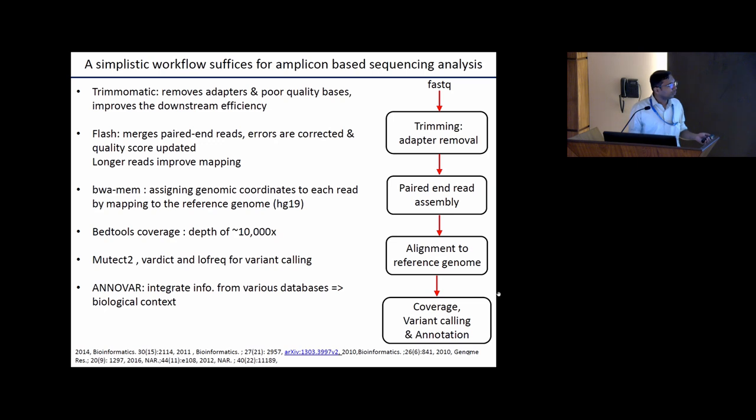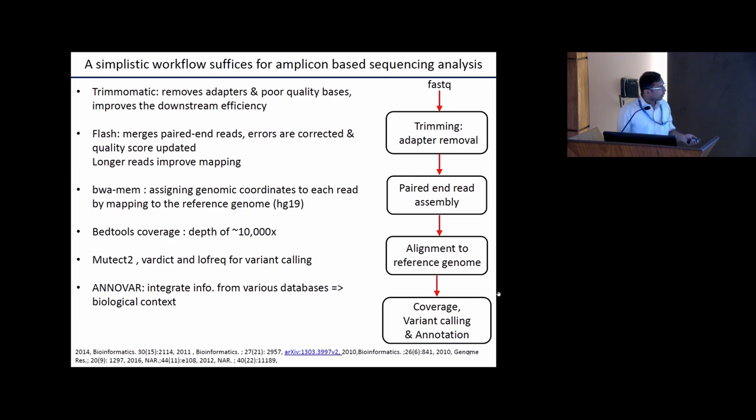We use BWA to assign genomic coordinates to these reads, right? That means they are mapped to the reference genome, and the reference genome which we use is HG19. This gives us a BAM file, and this BAM file can then be used to calculate coverage, perform variant calling, and other steps, right? So from this BAM file, we first calculate coverage, and the typical coverage which we see for the amplicon-based workflow is approximately 10,000x, right? And we use Mutect, VarDict and LoFreq as our variant callers to call variants, and this gives us a VCF file.